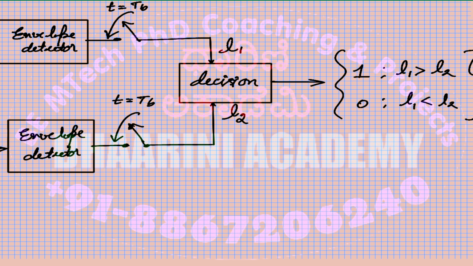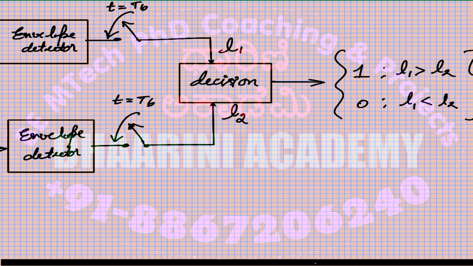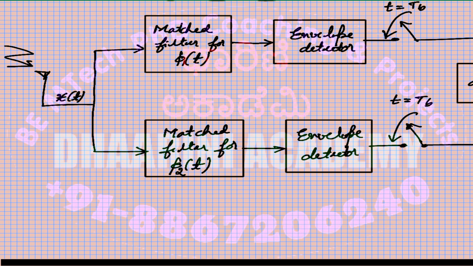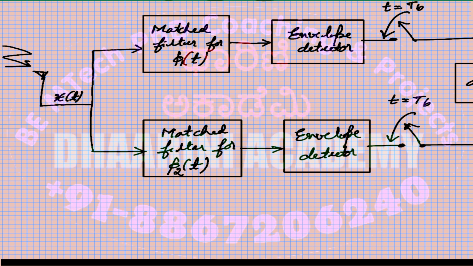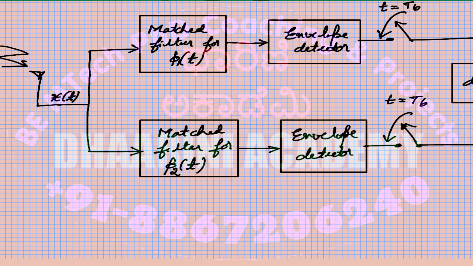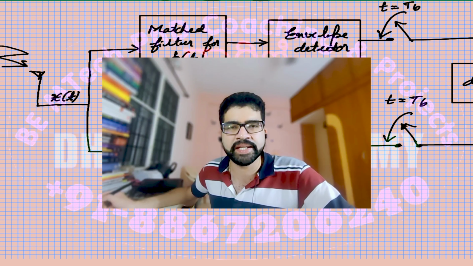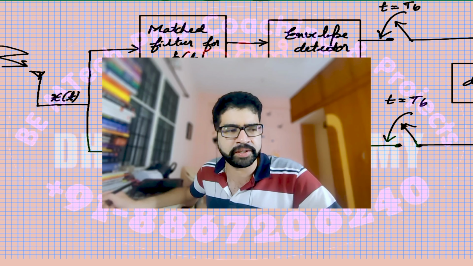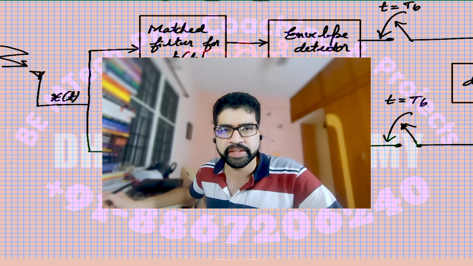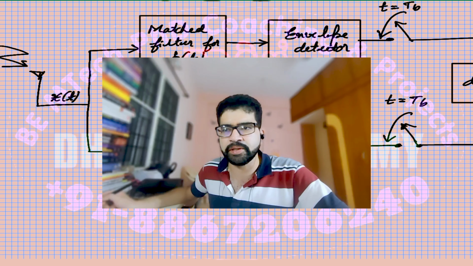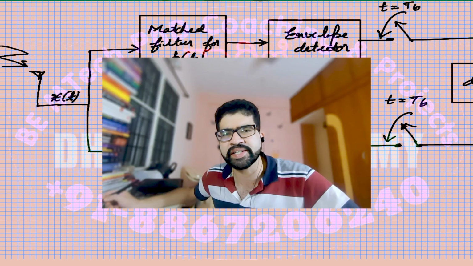So we understand that if S1 is transmitted corresponding to symbol 1, only the upper path will work, right? Because it is matched to phi 1. At the same time, if symbol 0 was sent using phi 2 of t, in the form of s2 of t, the lower part of the circuit will work. That will be enabled automatically because of the presence of the matched filter. So the second matched filter, which is the lower half of the circuit, will work and generate something.